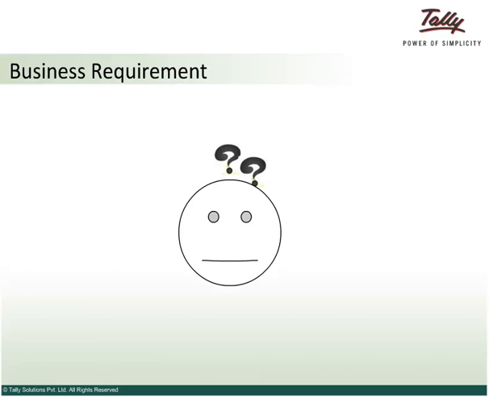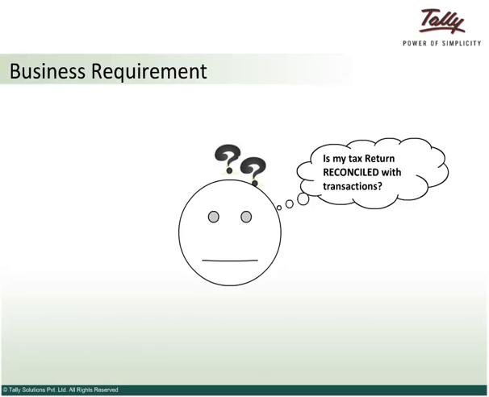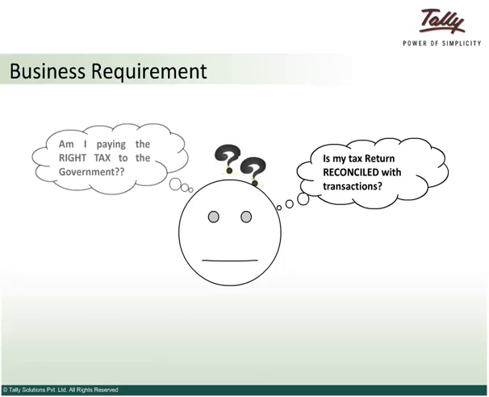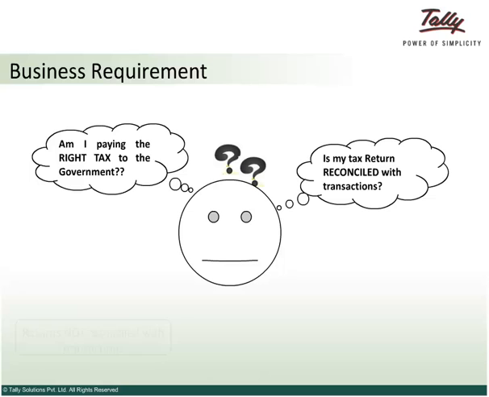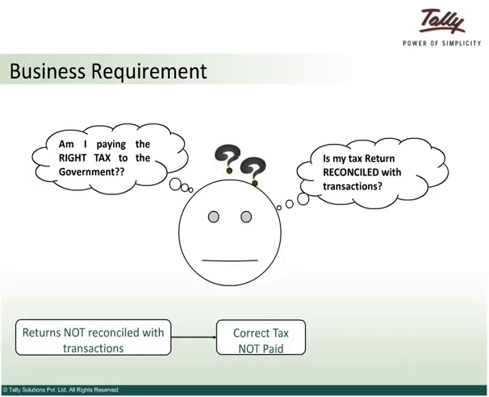The two big questions for a business are, is the tax return reconciled with transactions, and, is the correct tax being paid to the government? If returns are reconciled with transactions, and the correct tax is paid, it is business as usual, no problem. But if there are errors in the returns, or if the incorrect tax is paid to the government, there are penalties, fines, etc.